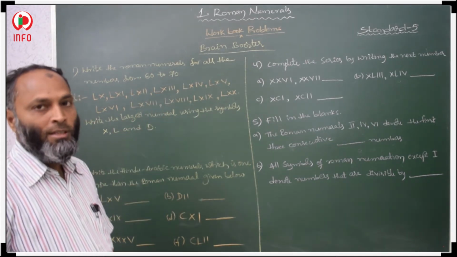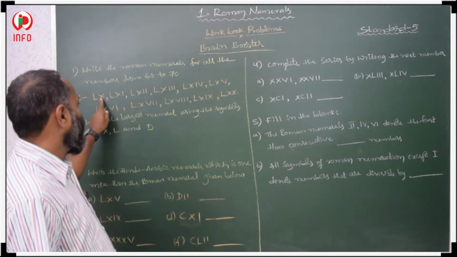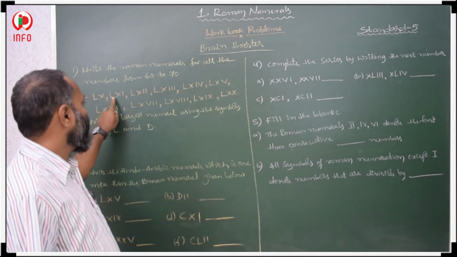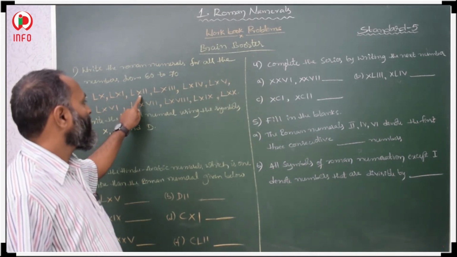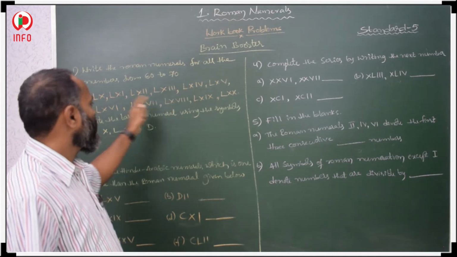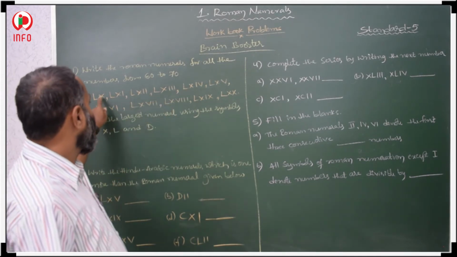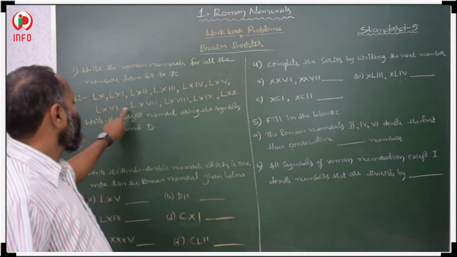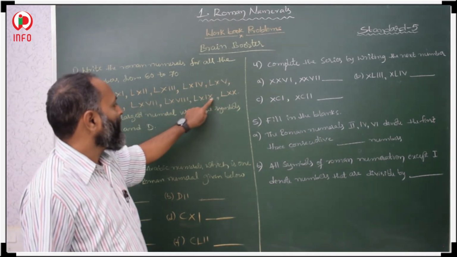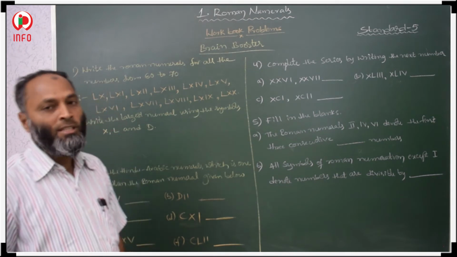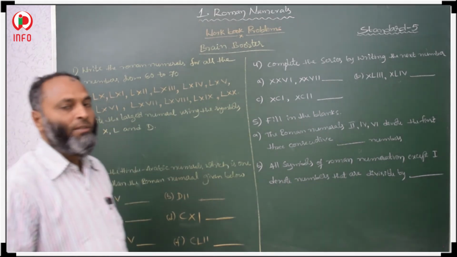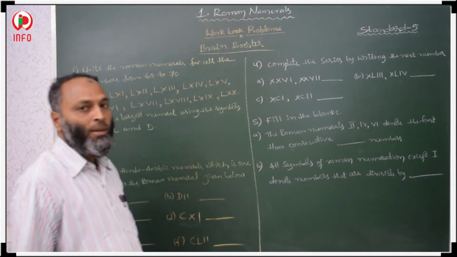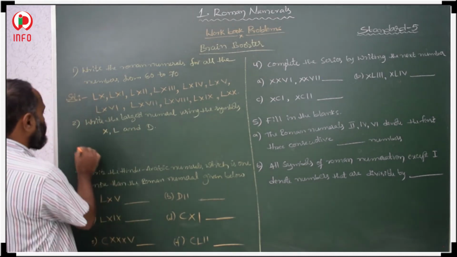From 60 to 70. 60 means LX, 61 LXI, 62, 63, 64. Just LX is enough. Then after that 1, 2, 3, 4, 5, 6, 7, 8, 9, 10. These representations we know, so we keep those representations at the last. Okay.